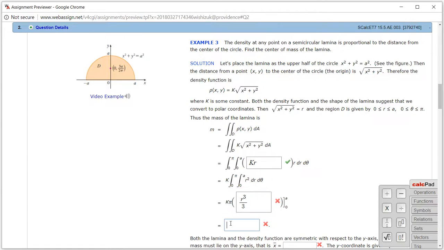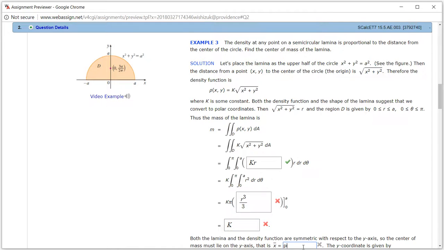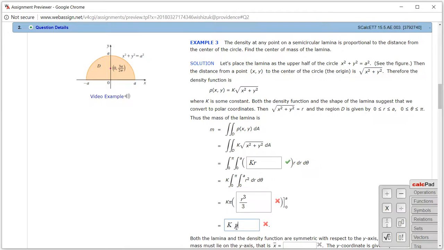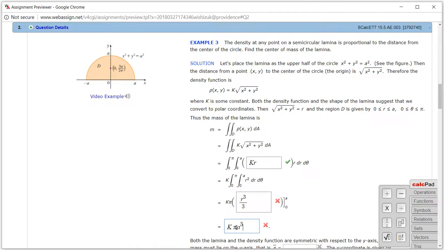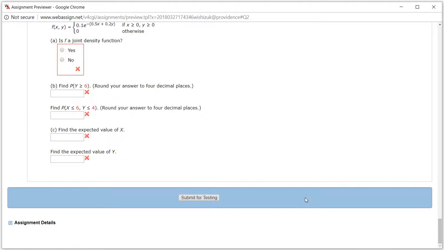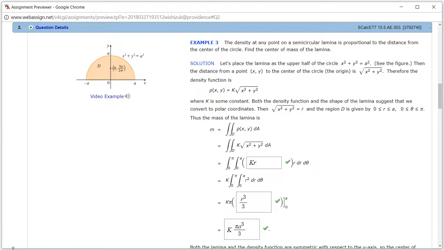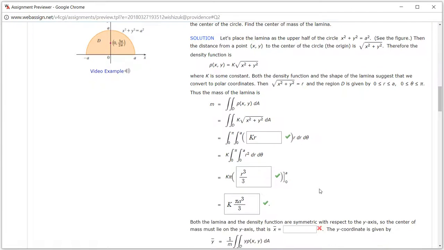So I'm going to say k pi, hold on a sec, I can't get pi there. I'm going to say pi. Right, I got the k pi and a cubed, and then I'm going to put the a cubed over 3. Let's check the answer. Submit for testing. It came back and looks like we got all of these correctly.